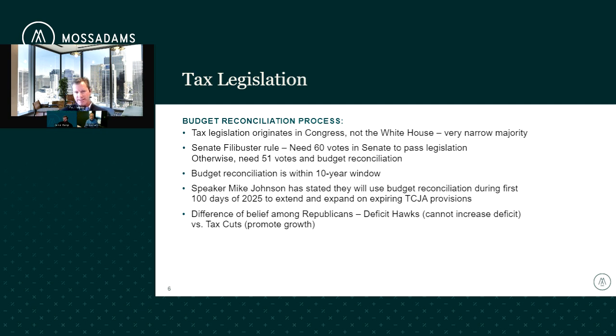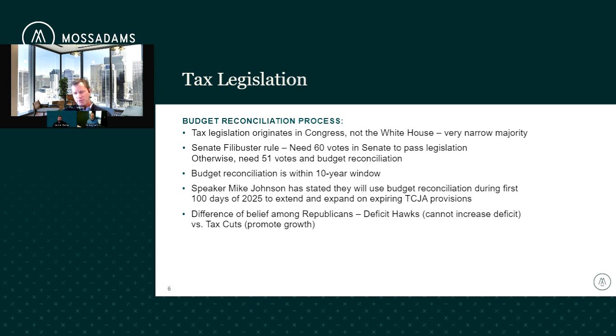Speaker Mike Johnson stated that he would like to use budget reconciliation in the first 100 days of 2025 to deal with the TCJA, which a lot of those provisions are set to expire at the end of 25. However, recently, as of Tuesday this week, the incoming Senate Majority Leader, John Thune, stated that he mentioned to his colleagues that likely they're going to be addressing some probably more pressing issues like immigration, border control, expanding fossil fuel production, and boosting defense spending.